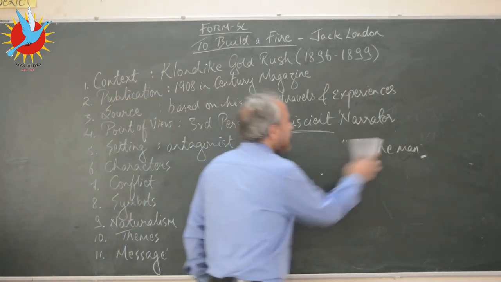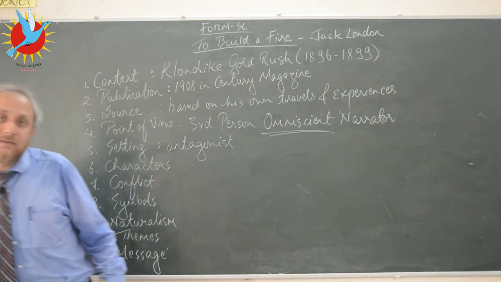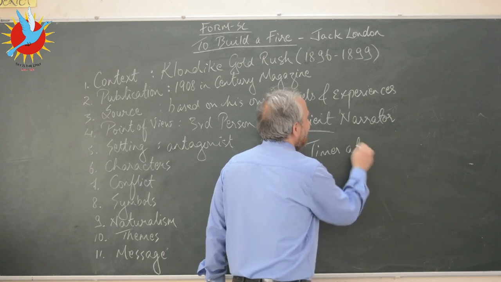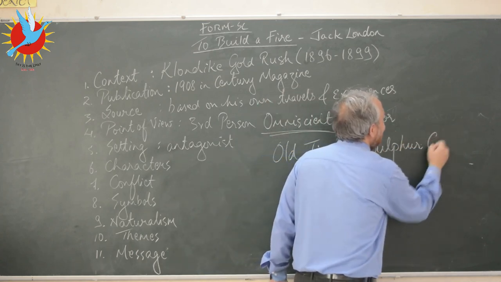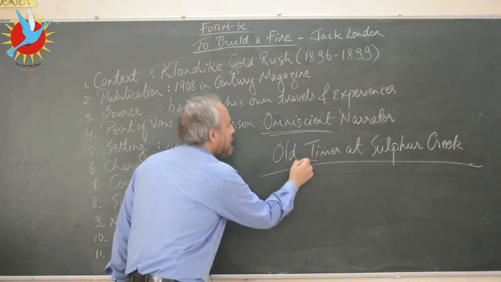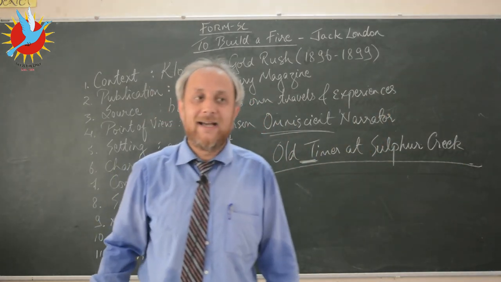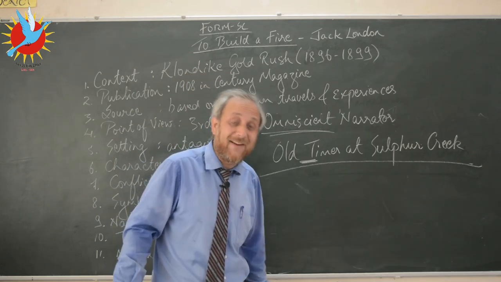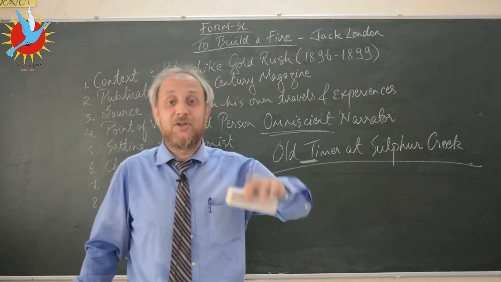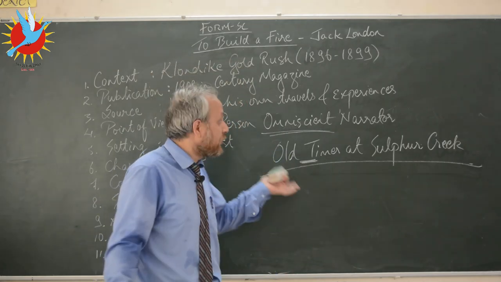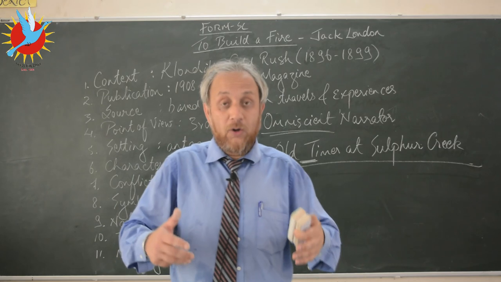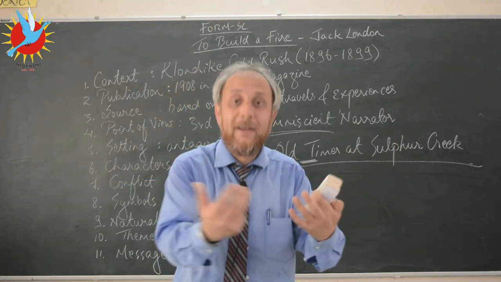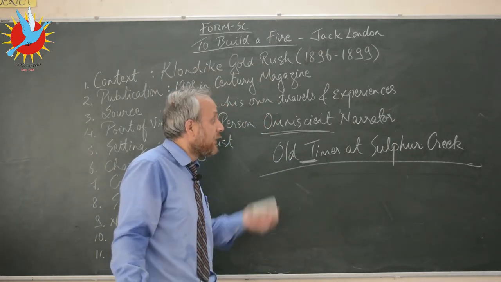Okay, so now there's another individual in this story. It's the old timer at Sulphur Creek. Now this guy is an experienced old timer at Sulphur Creek, who gives the man advice. He talks about how the temperatures can really dip in the Klondike region. Number one, he also advises the man not to travel all alone when the temperatures are below 50 in that particular region. And he also advises the man on the necessity of having resources with him while traveling to build a fire, because that is essential for human beings to survive.